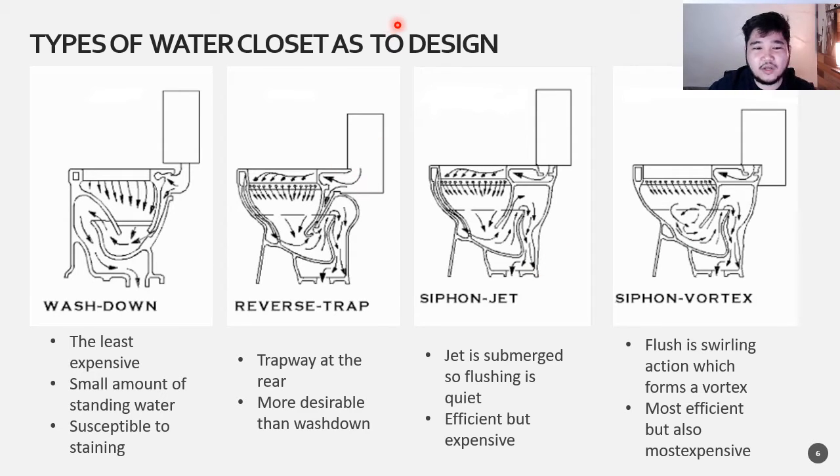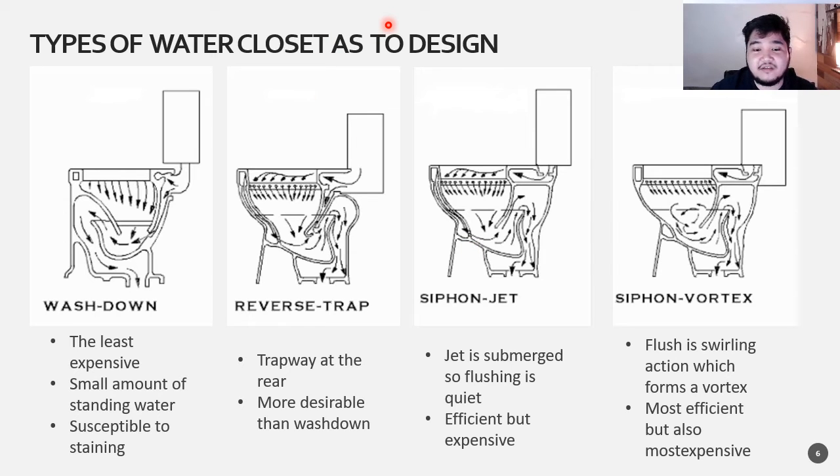So there is also one of the oldest of the four types of water closet, where you can easily tell if it's a washdown if the drainage of the wastewater goes towards the front, instead of going towards the back, as we've seen here in the other three types of water closet.